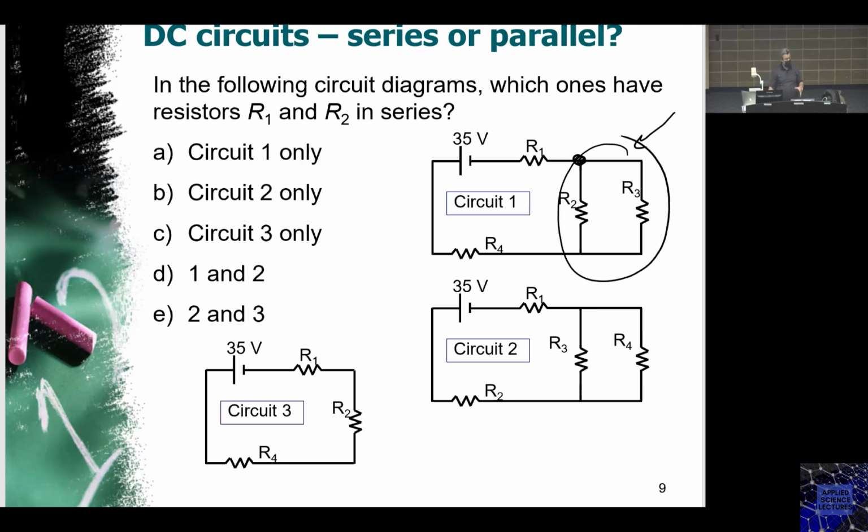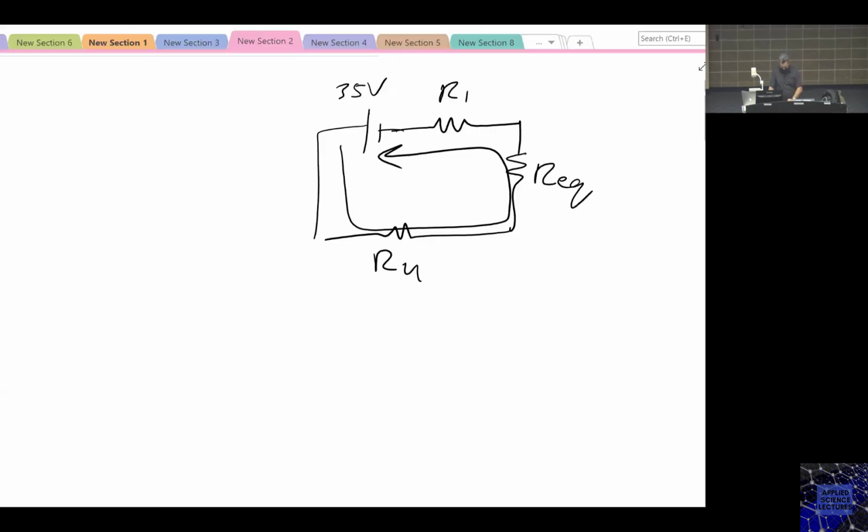One, two, and four? No, they're not in series. One, the equivalent of 2 and 3, and 4, those are in series. But 1, 2, and 4 are not in series. 1, 3, and 4 are not in series. Not even 1. 1 and 4 are in series.